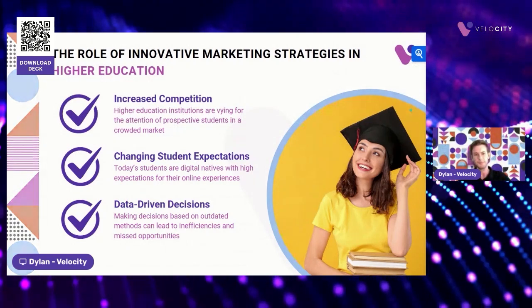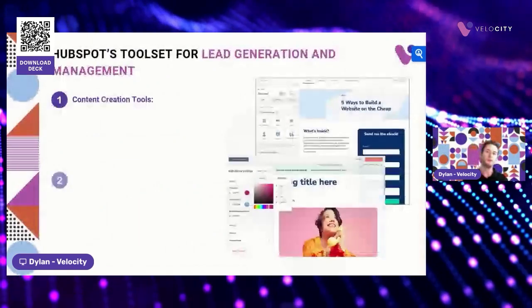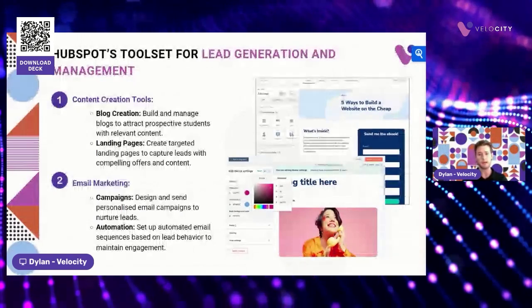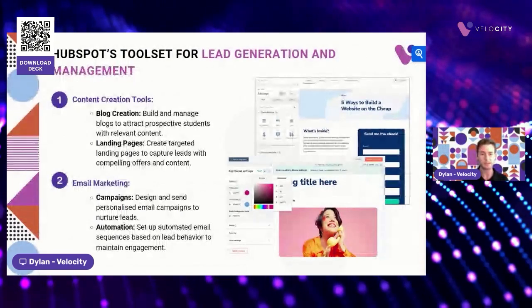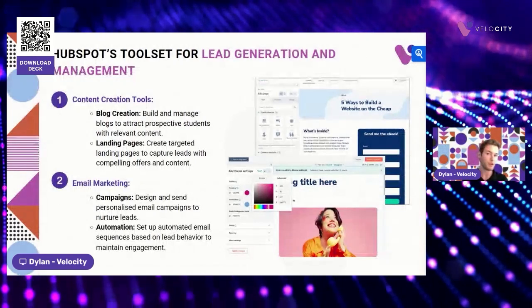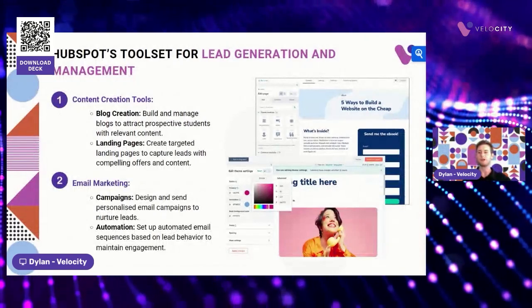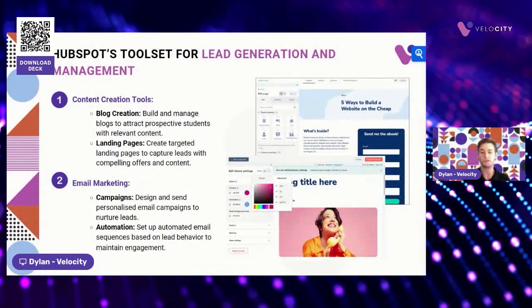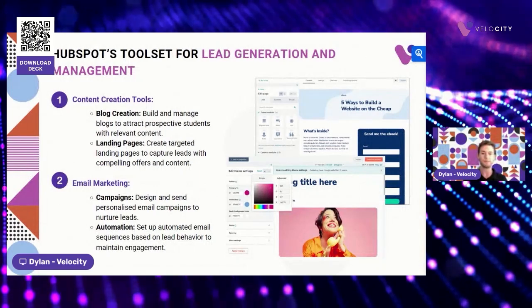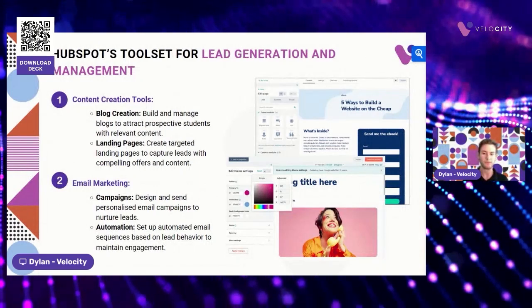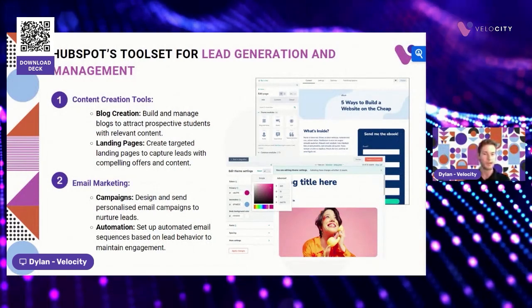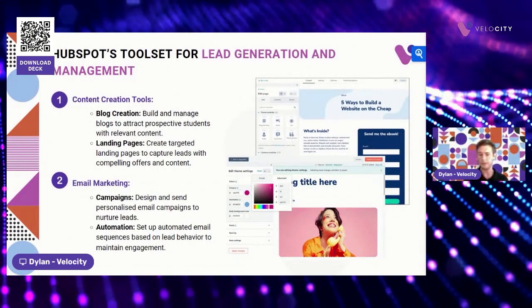So I'm going to kick it off with HubSpot's content creation and email marketing tools. These features are designed to help you attract prospective students with compelling and personalized content. So, for example, HubSpot's blogging tool is fantastic for creating engaging blog posts. For instance, if you're running a campaign for an open day at your institution, you can write a series of blog posts highlighting different aspects of the event, driving traffic and ultimately interest at the end of the day.